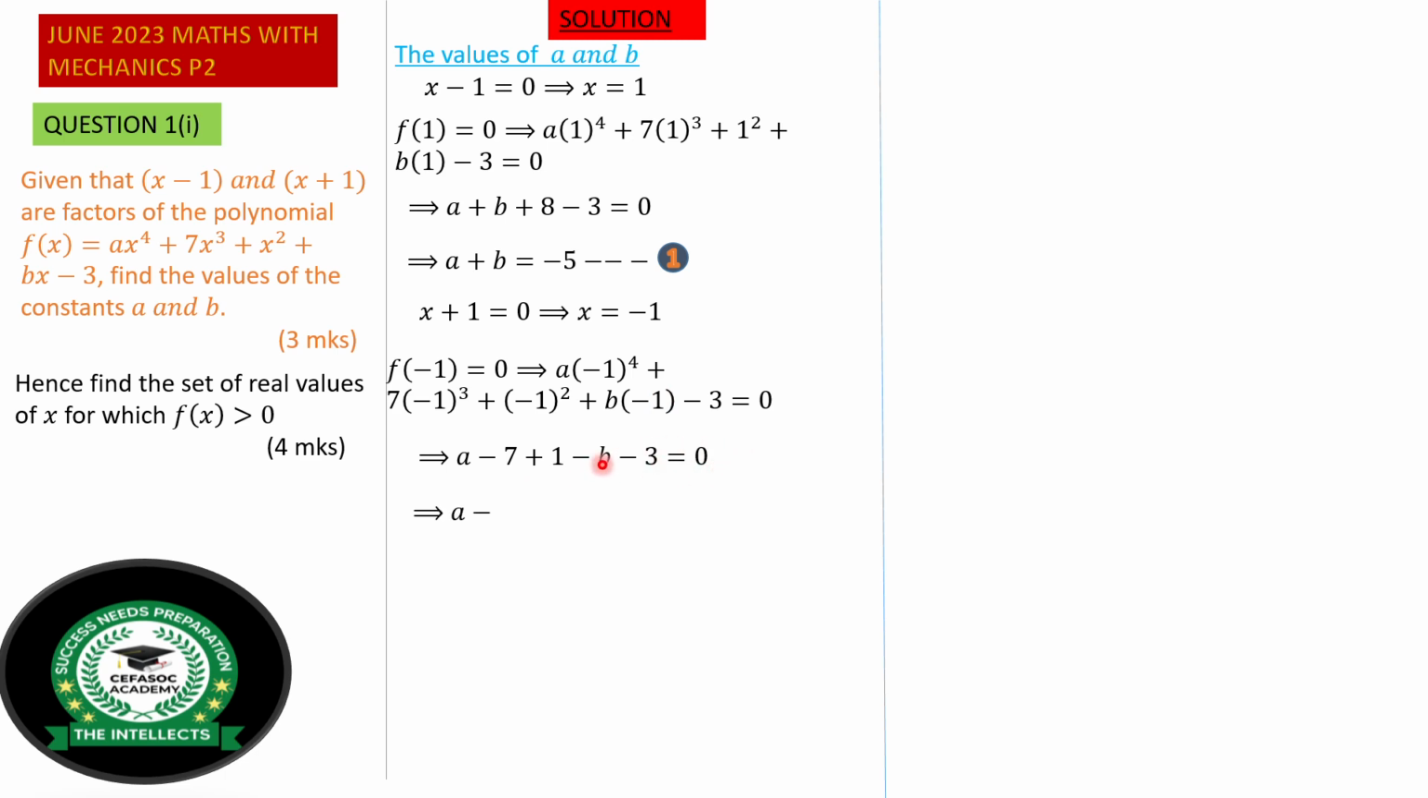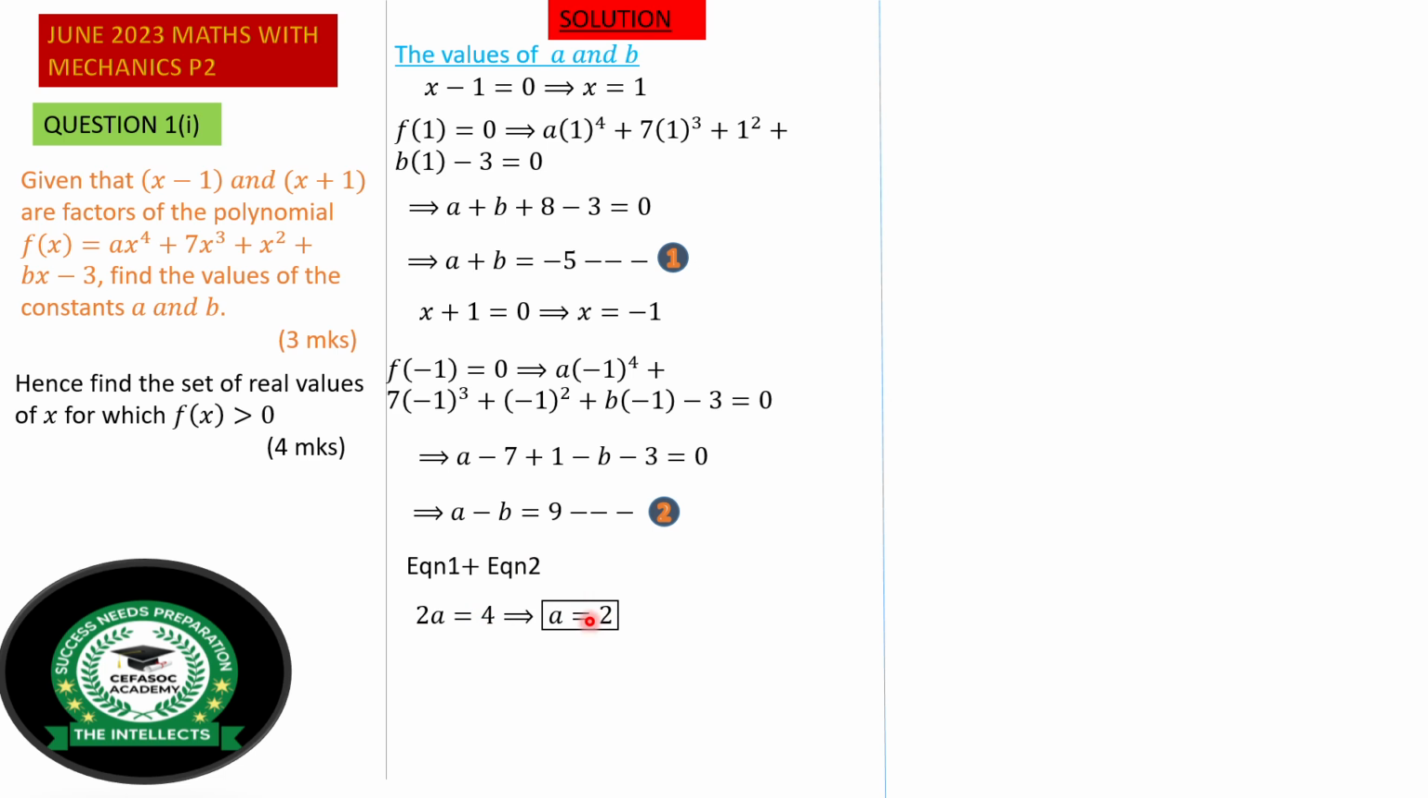When we simplify further, we get a minus b equals 9, and I call it equation 2. It's obvious. We have here negative 7 plus 1, which is negative 6. Then negative 6 minus 3 is negative 9. When we send negative 9 to the other side, we have 9. Now I take equation 1 plus equation 2 to eliminate b. Equation 1 plus equation 2, I'll get 2a equals negative 5 plus 9, which is 4. I'll have 2a equals 4, which implies that a equals 2, because dividing both sides by 2, you have 2.